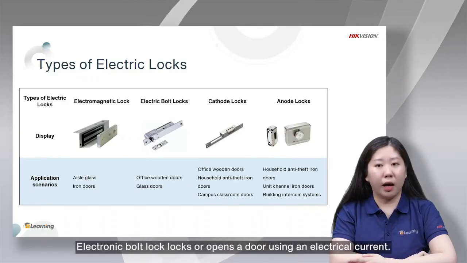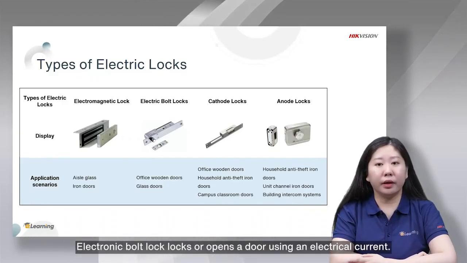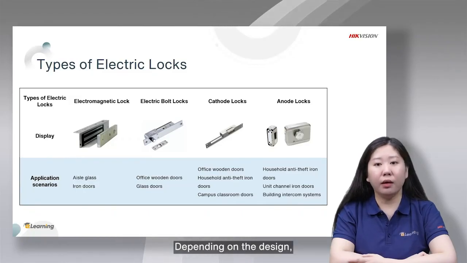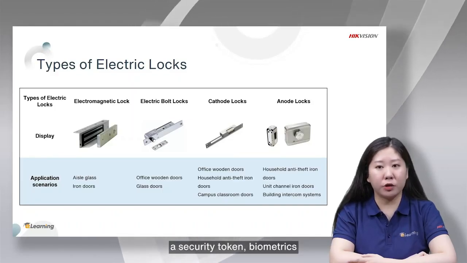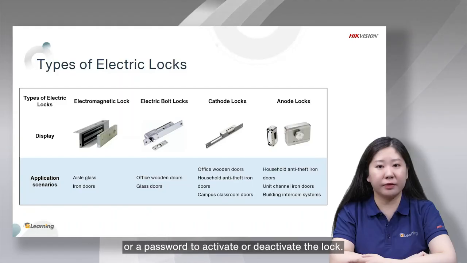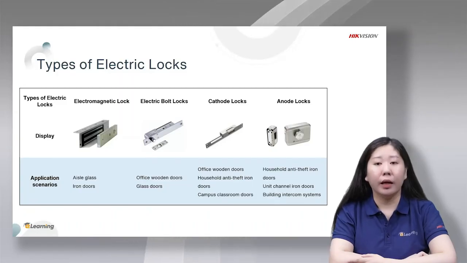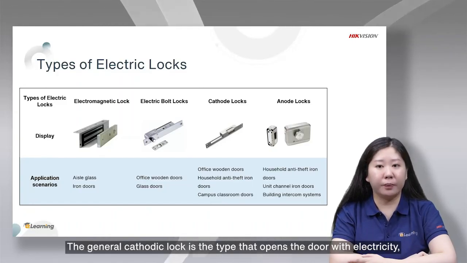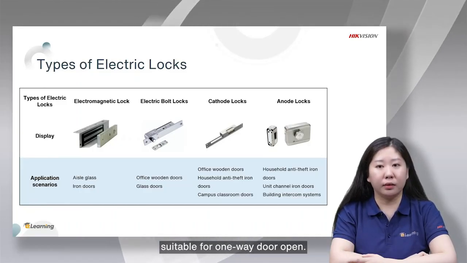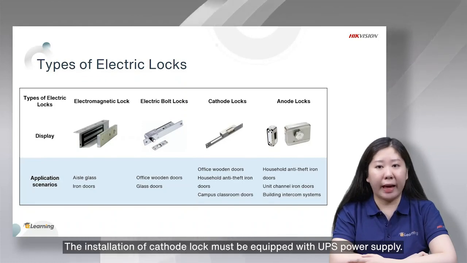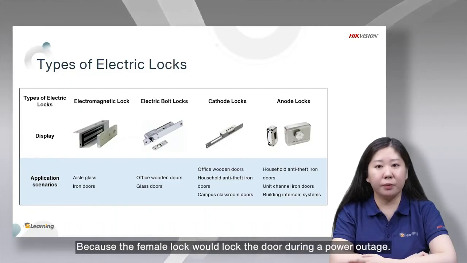An electric bolt lock locks or opens a door using an electrical current. Depending on the design, an electric bolt door uses a numerical code, a security token, biometrics, or a password to activate or deactivate the lock. The general cassette lock is a type that opens the door with electricity, suitable for one-way door opening. The installation of the cassette lock must be equipped with a UPS power supply, because the lock would keep the door locked during a power outage.